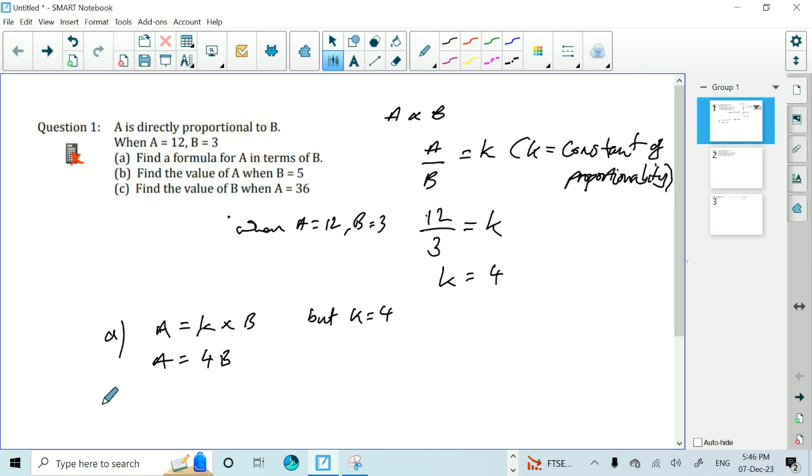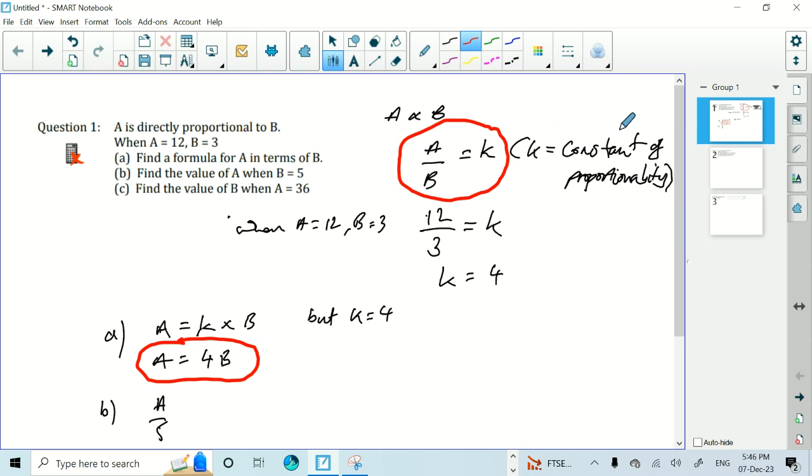So what about part B? Find the value of A when B is equal to 5. Well, I'm using the formula here, because this is really my formula. Or you can use this one here. Either or, it really doesn't matter. It's going to give you the value of A. Maybe you like this one. A is equal to 4 times 5, which is 20.